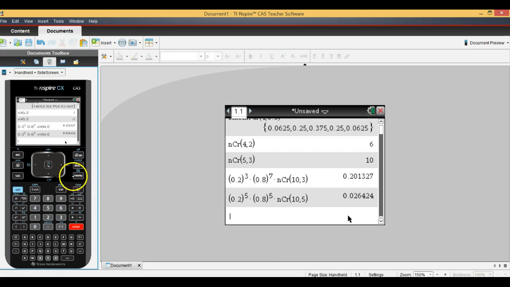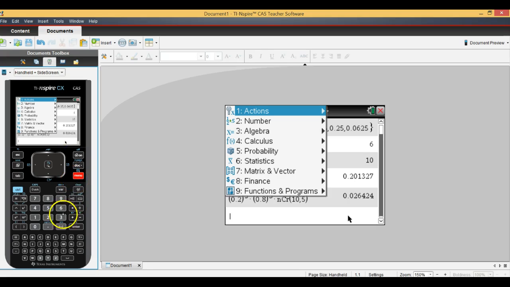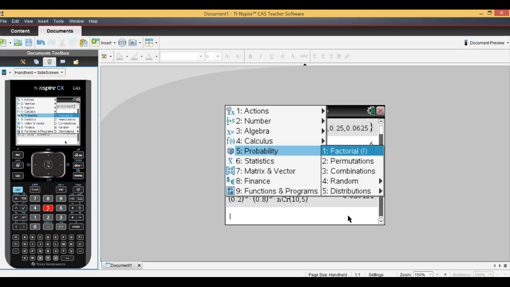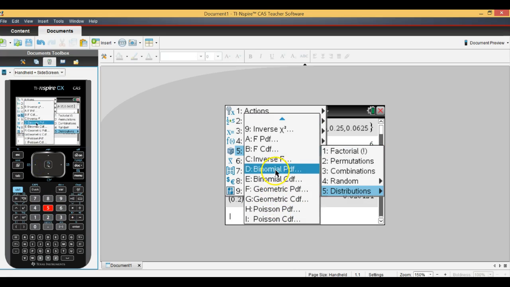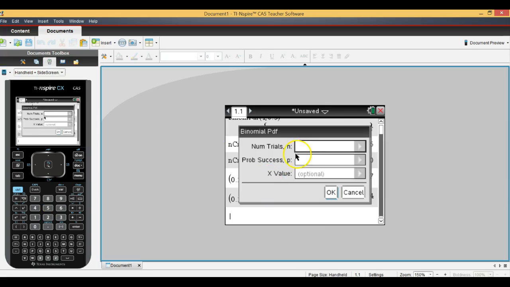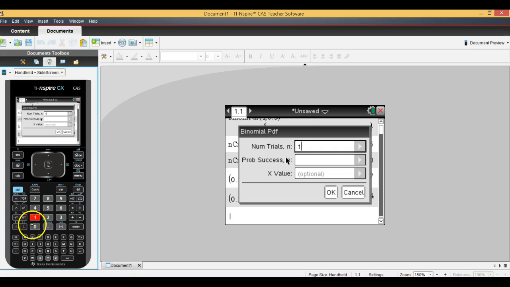But let's just go now to the calculator method. So we're going to go into menu from any page, go into probability 5, go into distributions 5. When you get to distributions, arrow down, D is binomial PDF. That's what we're looking at the moment, binomial PDF. In there you put the number of trials. This is dead easy. In the next window, it's the probability of success. In this case, it's 0.2.